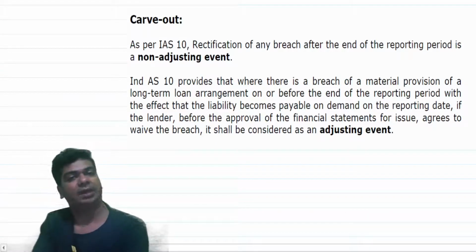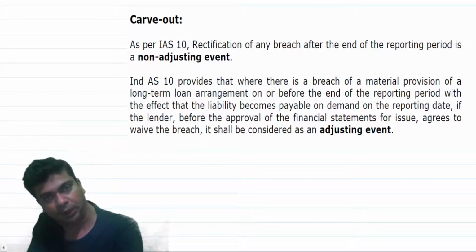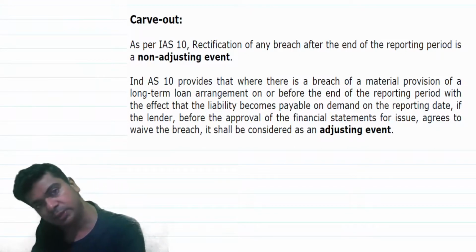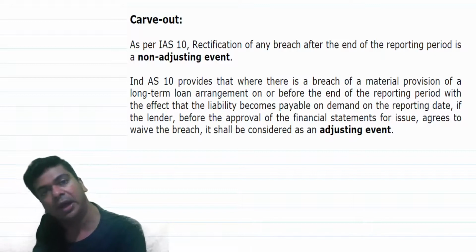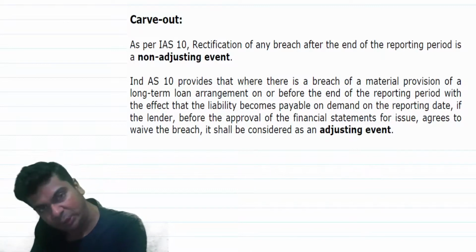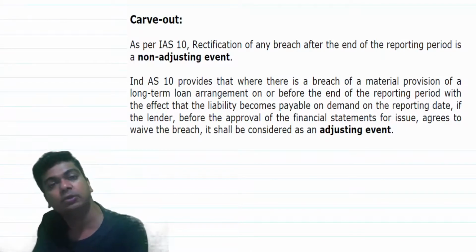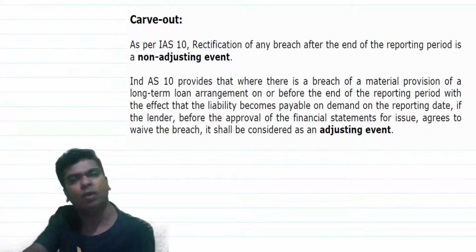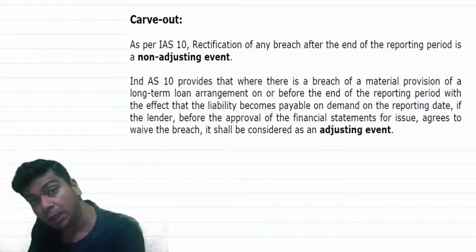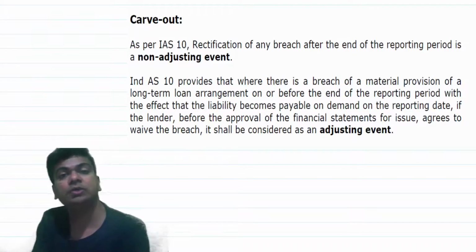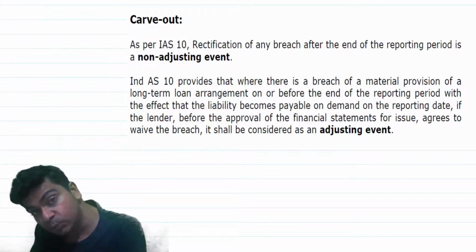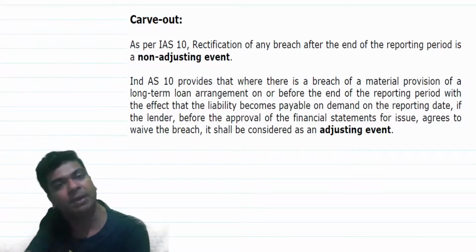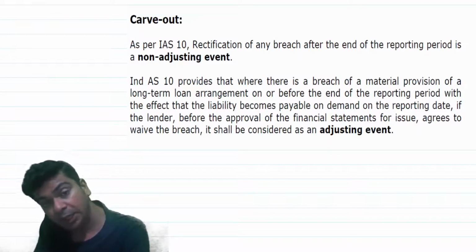Now, what exactly is this carve out? Let us assume that there is a long-term loan arrangement. And because of the long-term loan arrangement, as a person who has taken a loan, you will have to agree to certain terms and conditions of the financial institutions. It may be a bank or any other financial institution. A loan obviously will be subject to certain covenants. Now, it's possible that you may breach some covenant, and because of that, the loan may become immediately repayable.